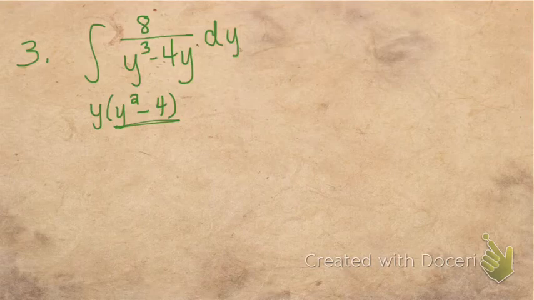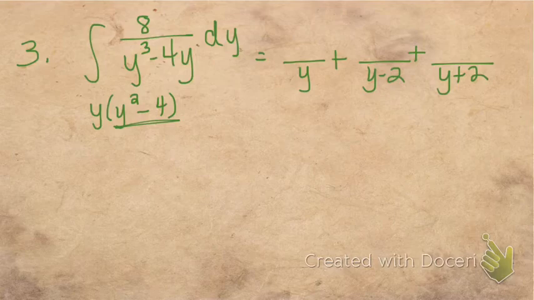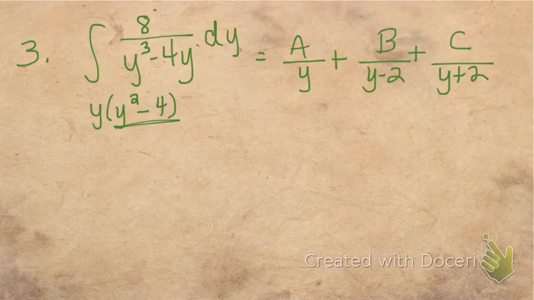So this time you have something over y. I'll make it a little bit smaller here. Something over y plus something over y minus 2 plus something over y plus 2, because y minus 2 times y plus 2 gives you the y squared minus 4. So this time we have an a, we have a b, and we have a c. I think this is probably the biggest kind of problem. I don't think you would have d's and e's.